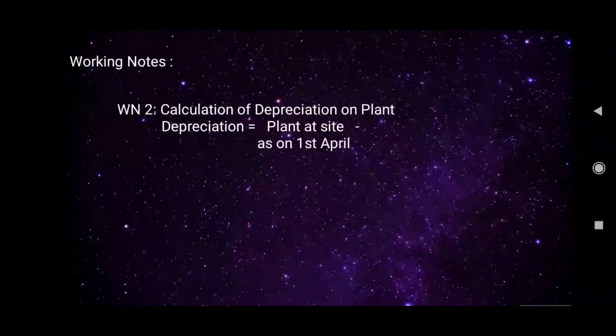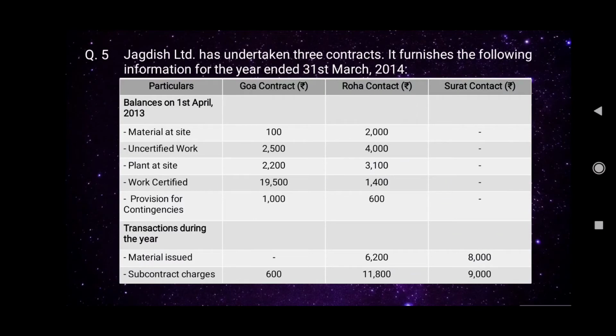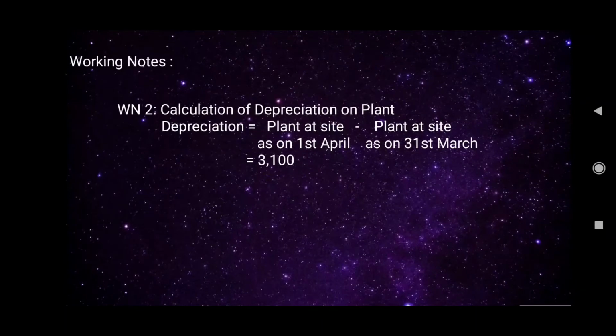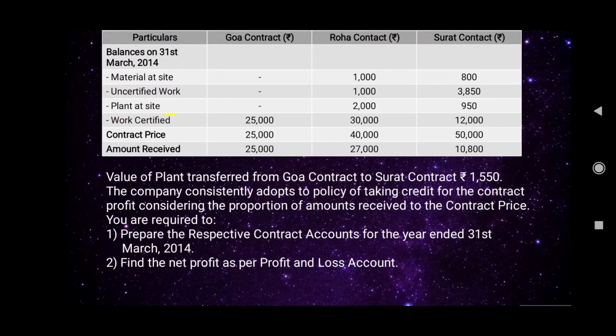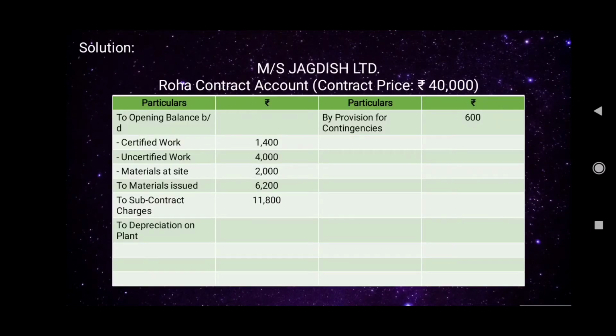Depreciation is equal to plant at site as on 1st April minus plant at site as on 31st March, which is equal to plant at site as on 1st April is given as 3100. So we'll record it rupees 3100 minus plant at site as on 31st March. So the amount is given as 2000. So we'll record it minus 2000, which will be equal to rupees 1100. So we'll record the depreciation amount on the debit side. To depreciation on plant amount is 1100.